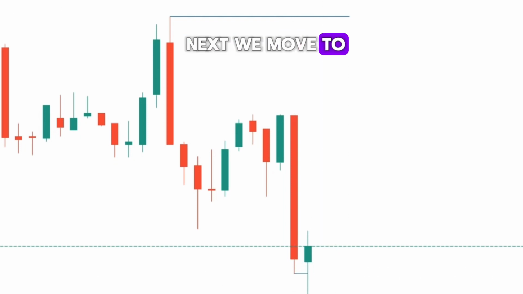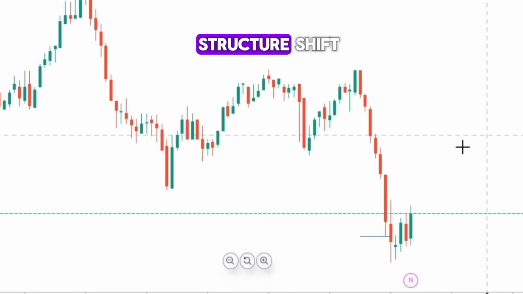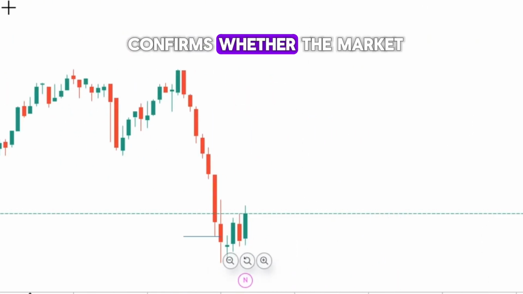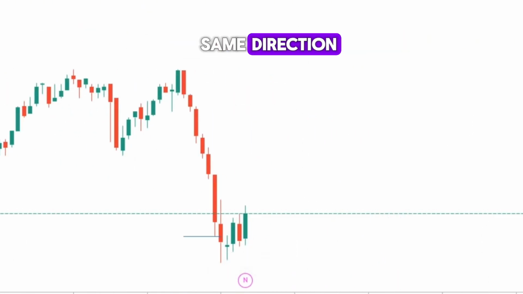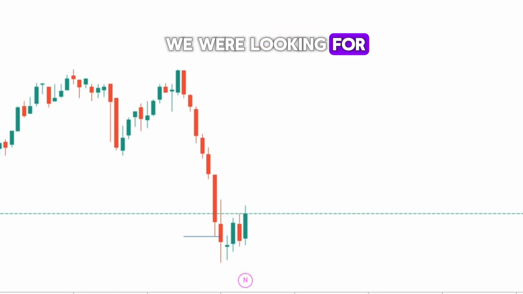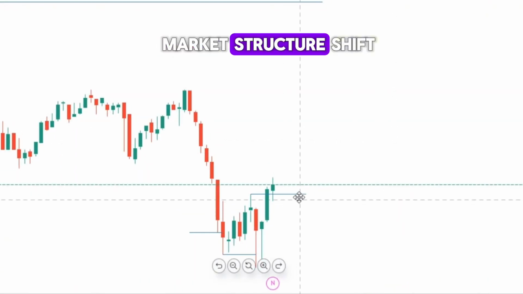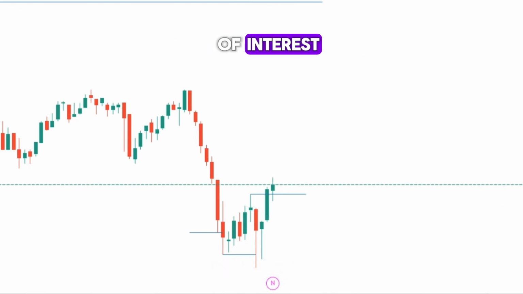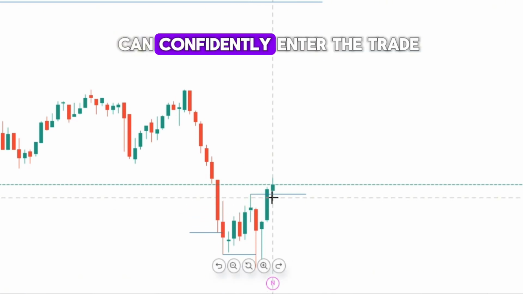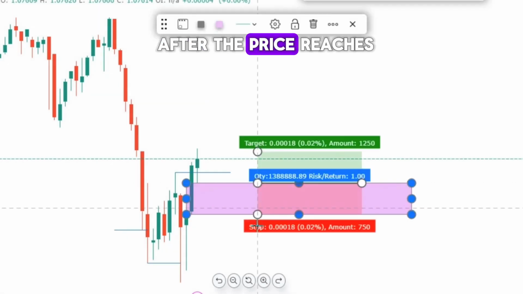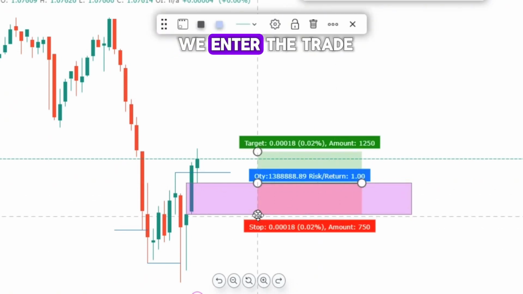Next, we move to a lower time frame, typically 5 minutes, to look for a market structure shift. This shift confirms whether the market will continue in the same direction. In this instance, we were looking for a sign that the market would continue higher. Once we identify the market structure shift, we mark our point of interest, which is where we can confidently enter the trade. After the price reaches our point of interest, we enter the trade.